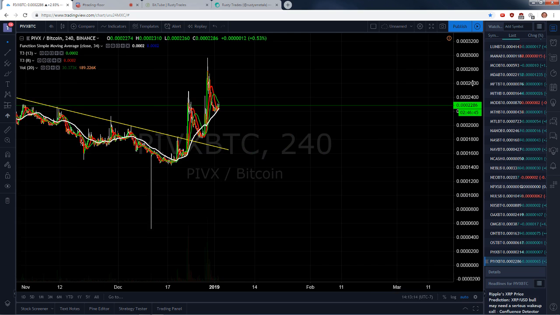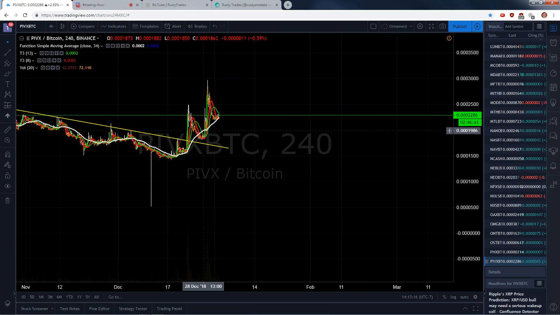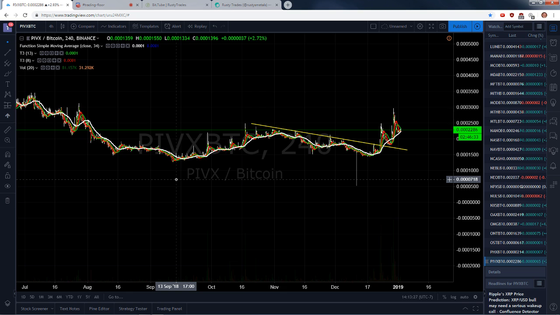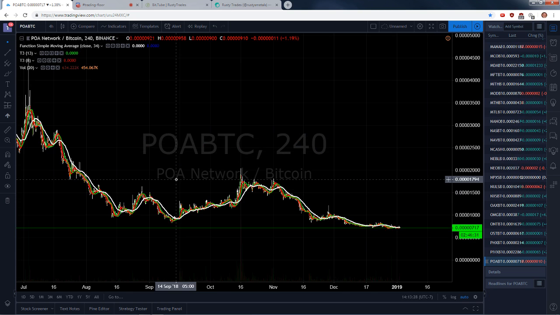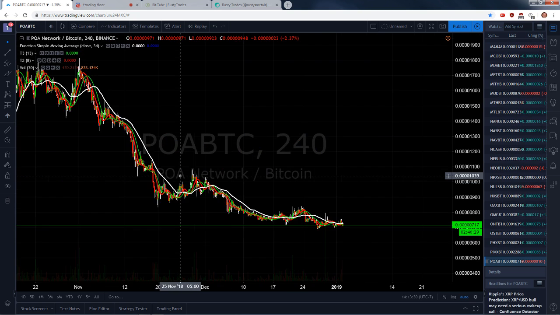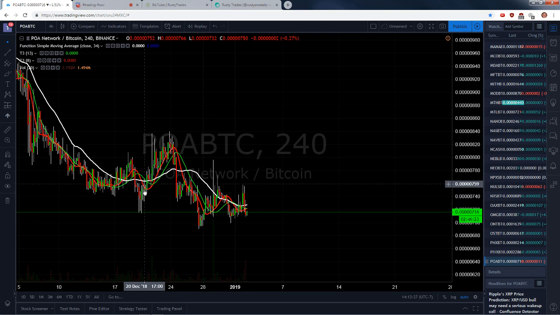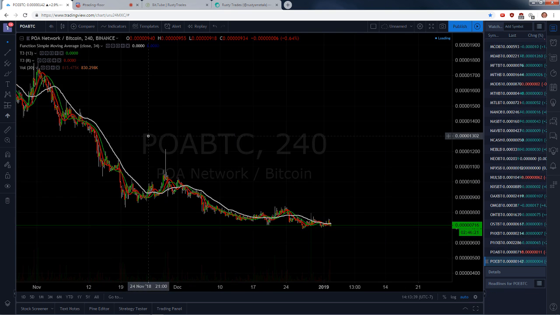PIVX, we watched this one move outside the pattern, back into, make a higher high. Now another J curve. So buying to support, selling resistance. This could continue for a while. Nice little moves coming outside there. Higher lows. Watch for the break into previous lows.